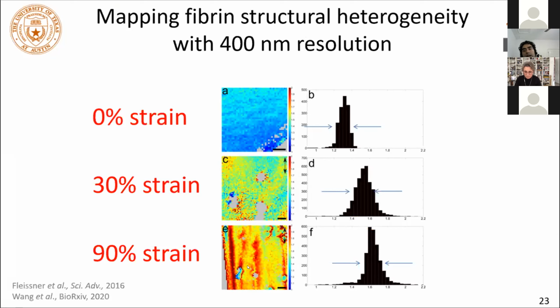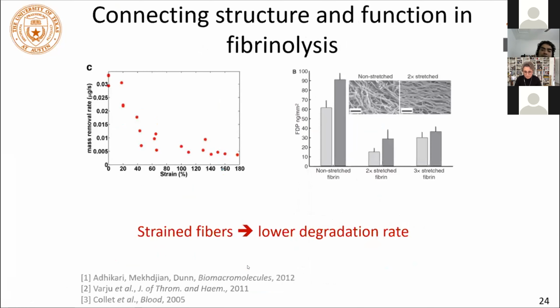And so then, you know, I brought the question of, okay, well, maybe this thing affects biochemistry, just to kind of finish this off. Well, it turns out that that's not just a hypothesis, that's true. So, you know, if you pull on a fibrin gel, the degradation rate goes down, and that has been shown before we ever worked on this problem.